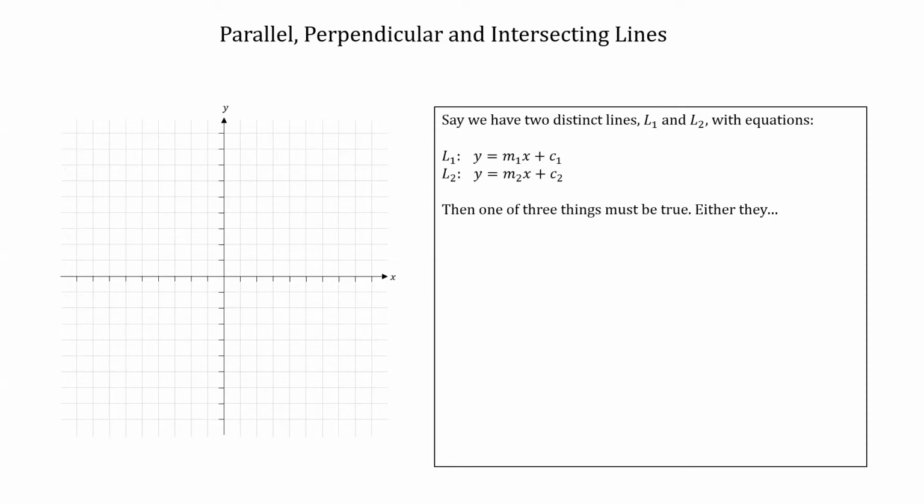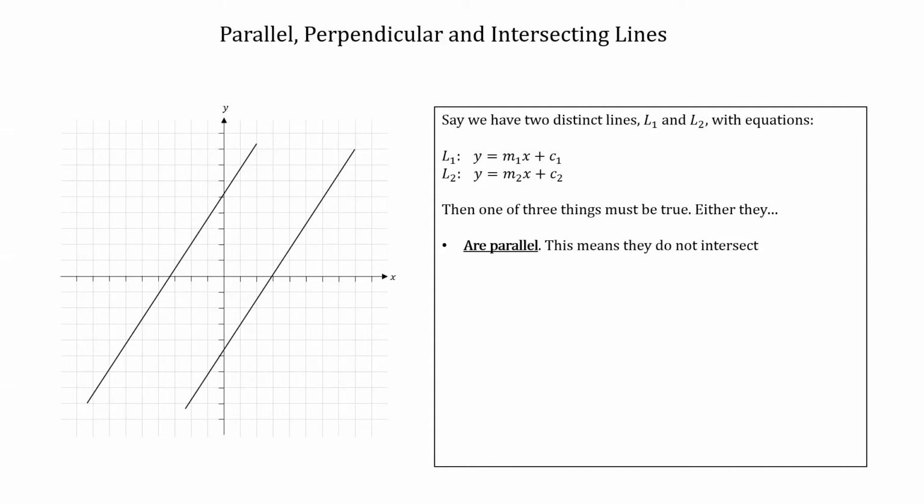Now, one of three things must be true for L1 and L2. Either they are parallel, so this means they do not intersect. Parallel lines are lines that run alongside each other without ever crossing over. So here's an example of two parallel lines.